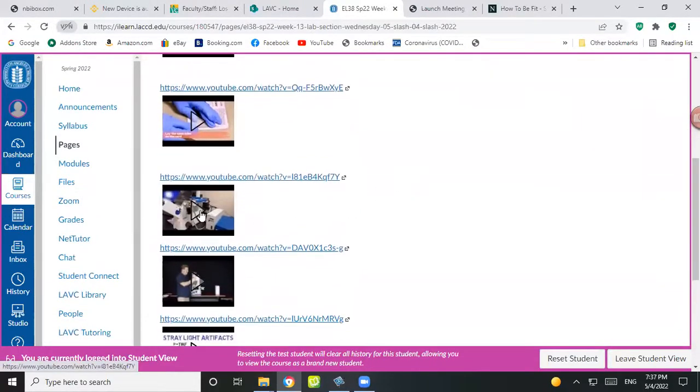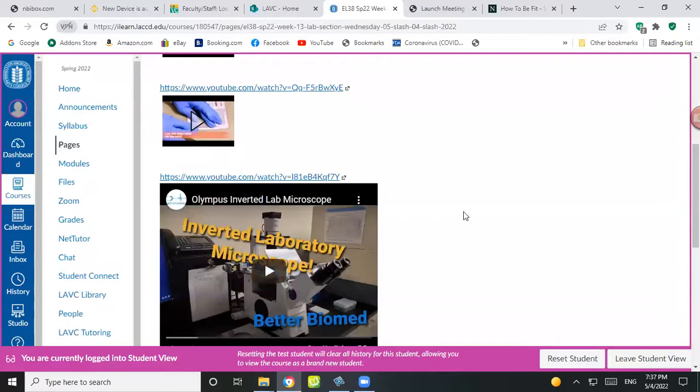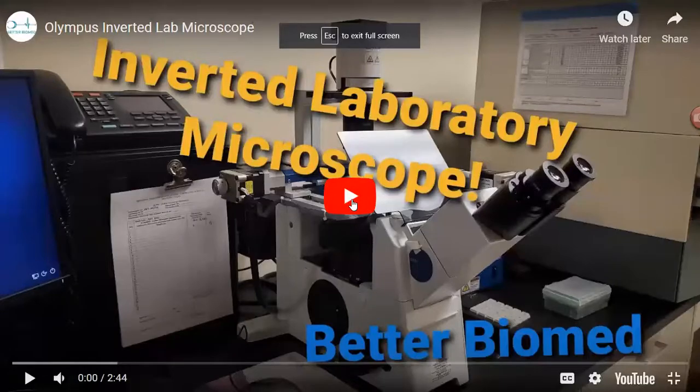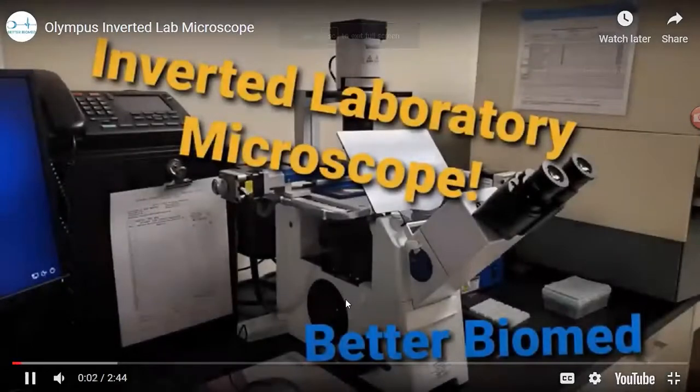Okay, so the next thing we want to look at is the Olympus inverted lab microscope.